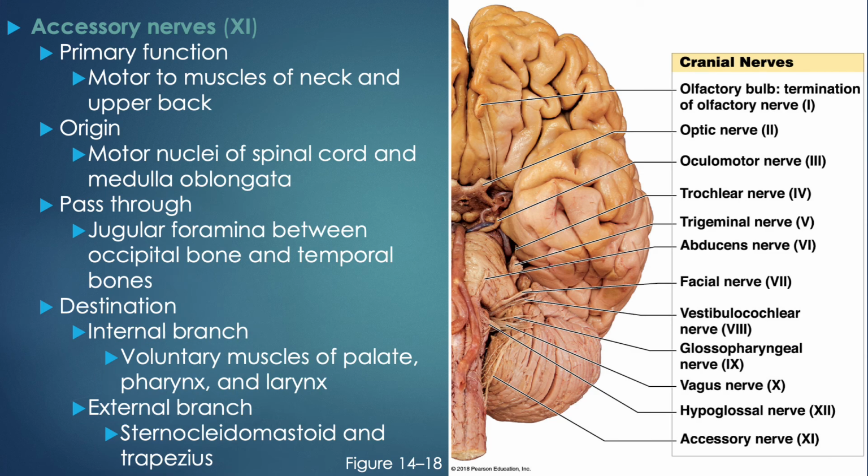The accessory nerves are cranial nerves number 11, and the primary function of the accessory nerves is motor to the muscles of the neck and the upper back. The origin is going to be the motor nuclei of the spinal cord and the medulla oblongata. So these nerves are going to pass through the jugular foramina in between the occipital bone and the temporal bones, arriving at their destination, which is either the internal branch or external branch.